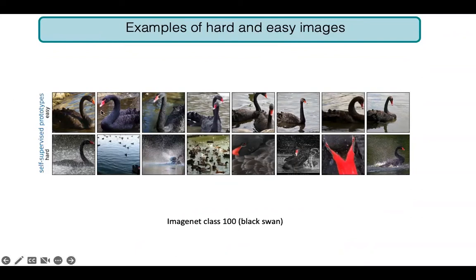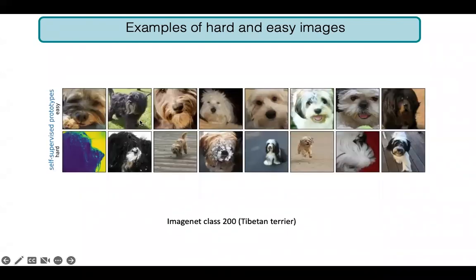And these are the easiest examples according to a self-supervised metric. So these are the examples that are closest to the cluster centroid. These are the hardest examples. Intuitively, you can see that the quote unquote easy examples are all very similar looking images of swans, right? Black swans in this case. The hard examples are all very idiosyncratic images of swans, right? So, you know, once you get this image, you don't really need this image in your dataset, right? So that's the intuition. The same thing holds for class 200, which happens to be Tibetan Terrier.